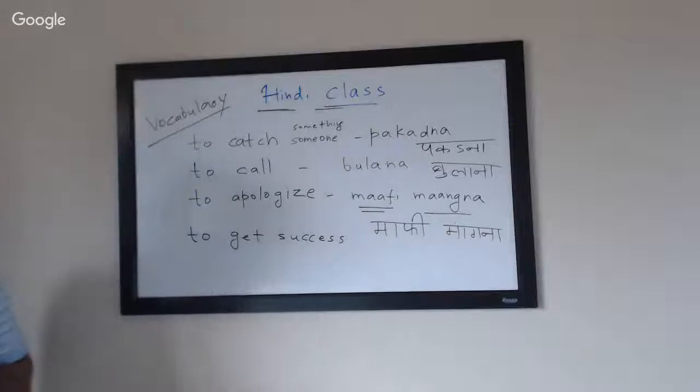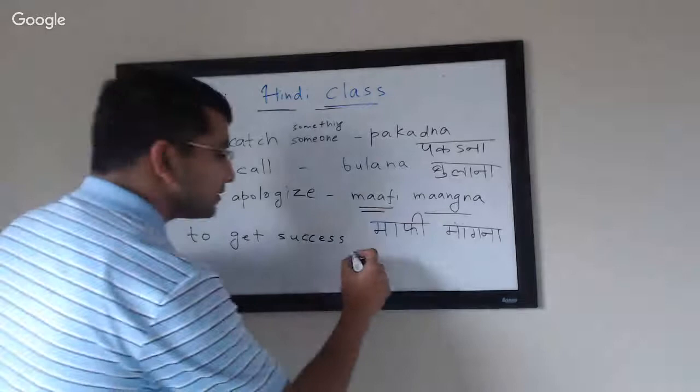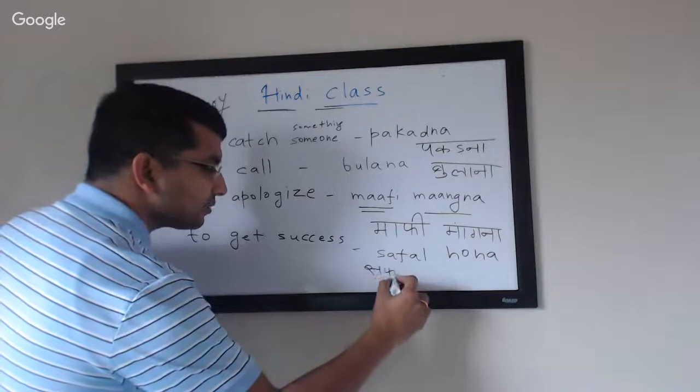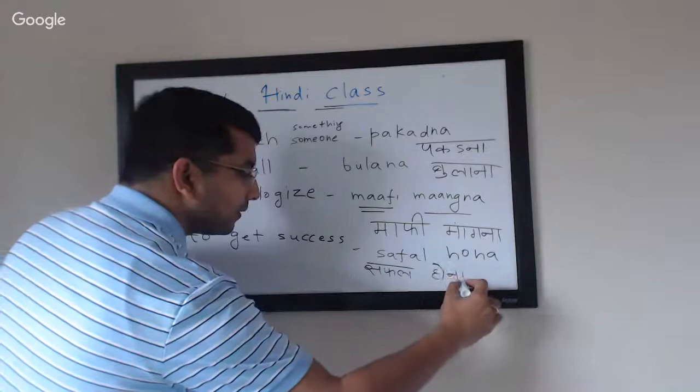Now, to get success is safal hona. Pay attention to this one. Safal is success. Success is also said as safalta. Safal hona. Okay, so repeat after me, all of them, and please write it down.